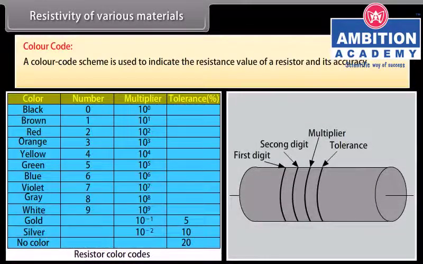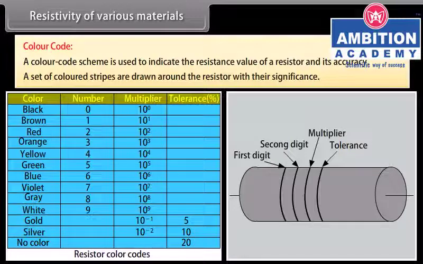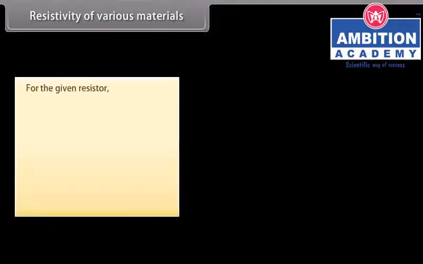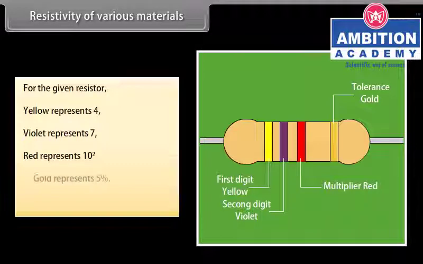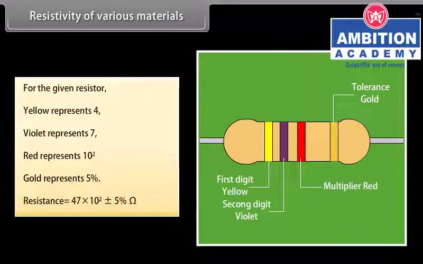A color code scheme is used to indicate the resistance value of a resistor and its accuracy. A set of colored stripes are drawn around the resistor with their significance. Let's take an example. For the given resistor, yellow represents 4, violet represents 7, red represents 10 raised to the power 2, and gold represents 5%. On combining the above data, total resistance of the given resistor is 47 times 10 raised to the power 2 ohm with 5% tolerance.